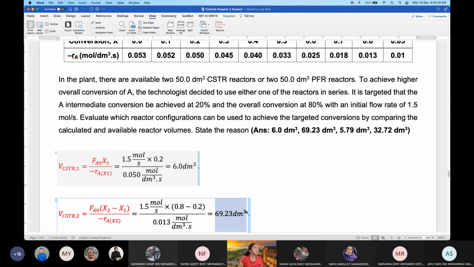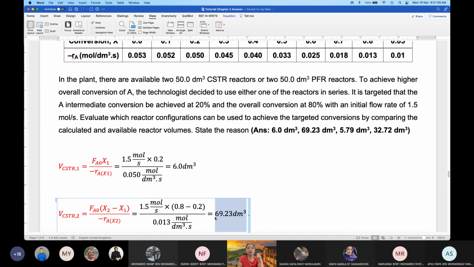69.23. Okay, so maybe you wonder, the first reactor's volume is small, right? But why is the second reactor's volume big? Okay, logically, the first reactor only needs to achieve 20% conversion. The second reactor needs to achieve conversion from 0.2 to 0.8. You can see the gap of conversion it needs to achieve in the second reactor is very big. So, when the gap is bigger, naturally the volume needed will be bigger because I need to convert a bigger conversion. Okay.